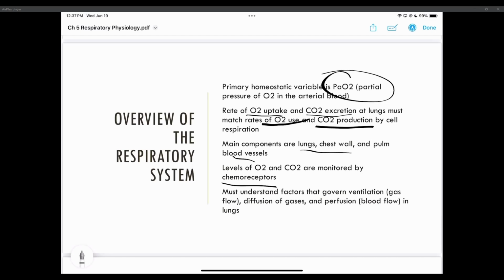So we have to talk about ventilation, gas flow, diffusion of gases, and perfusion, blood flow. It's great that our lungs can oxygenate and they can get air in. But if there's no blood in that area, all that O2 is just wasted because it's not getting into the blood. There's no perfusion. Perfusion deals with blood. Always understand that when it comes to the lungs and any real part of the body. Perfusion is blood perfusing that tissue.